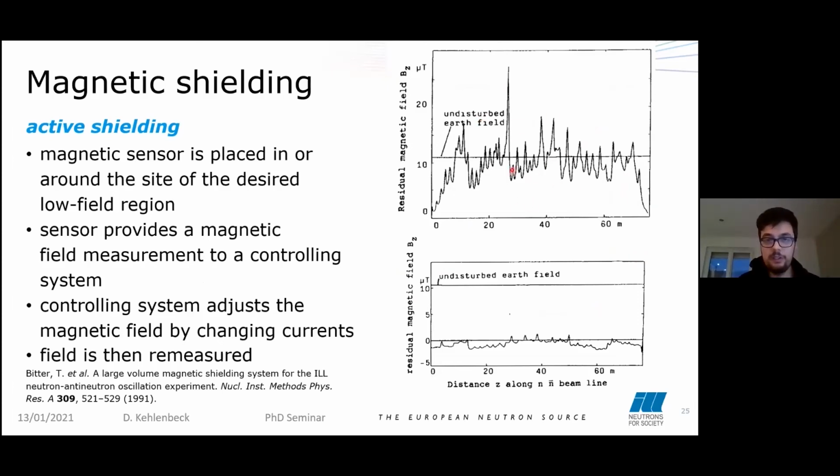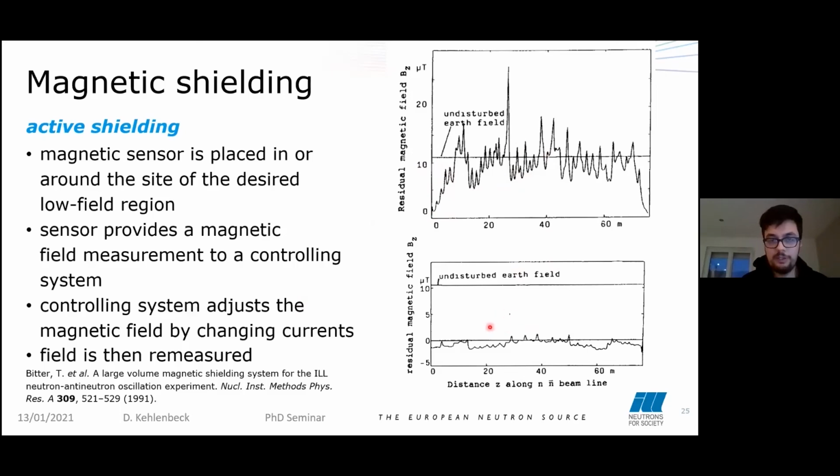Here on top, you can see an axial magnetic field profile of a long mu metal tube with no field compensation, so with no active shielding. In this case, we have only the passive shielding from the mu metal tube. And you can see that there is almost no shielding. Instead, the Earth field is strongly disturbed due to magnetic leaks in the field.